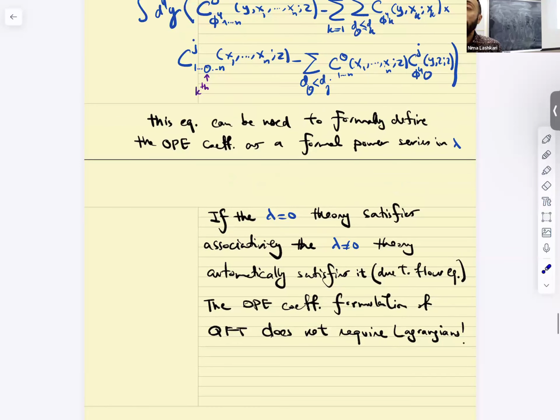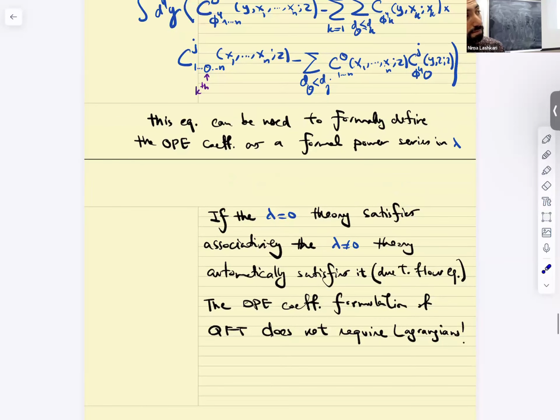Good? Any questions? Yeah. You said there are some where we don't have a Lagrangian formulation. Is it that we know there isn't a Lagrangian formulation, or we just haven't found one? So you see, there is.